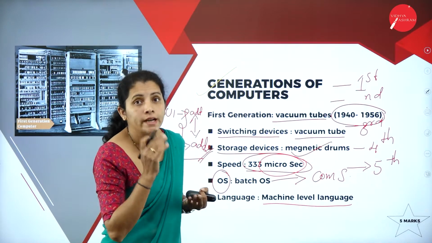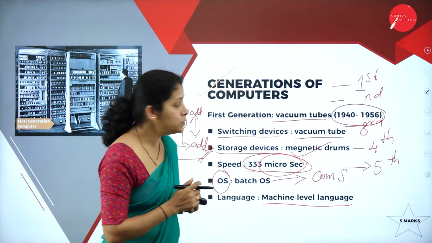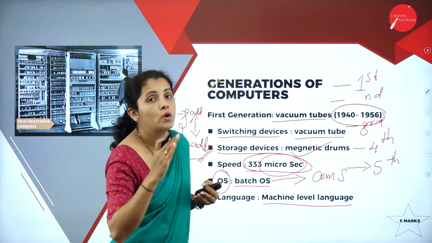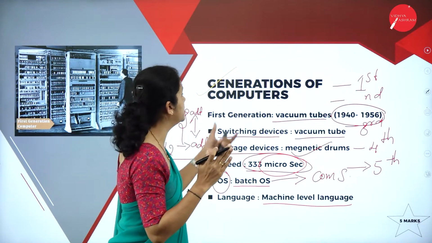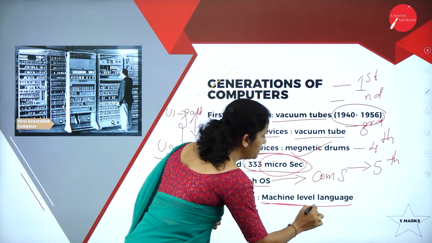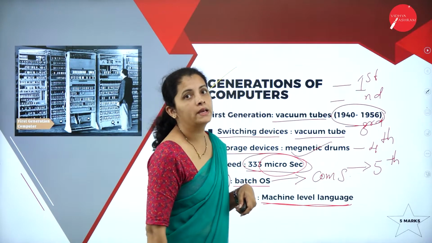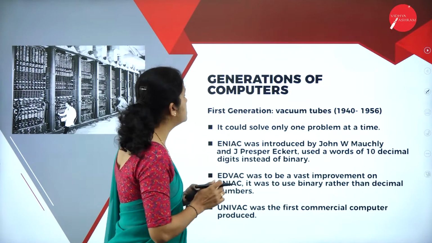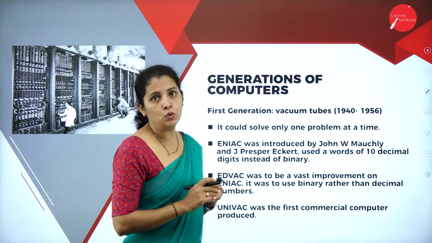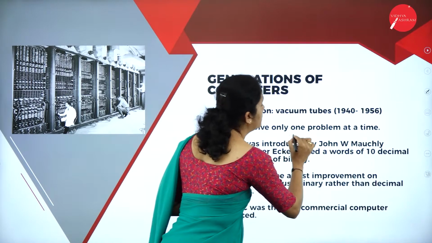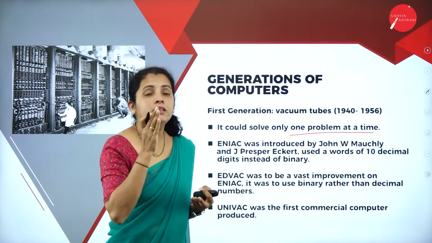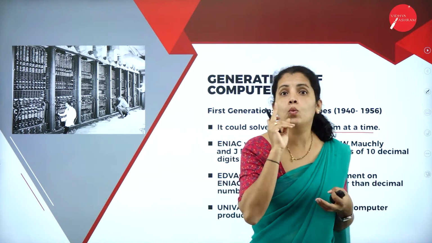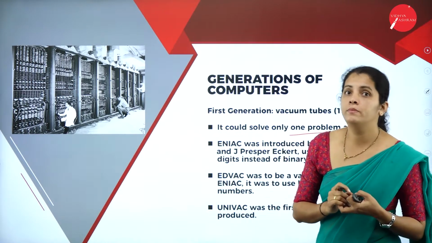And which kind of operating system was used here? That is nothing but batch operating system. And the programming language used during this generation is nothing but the machine level programming language. And this generation of computer system is capable of executing only one problem at a time. I repeat, during this generation the computer system is capable of executing only one problem at a time.